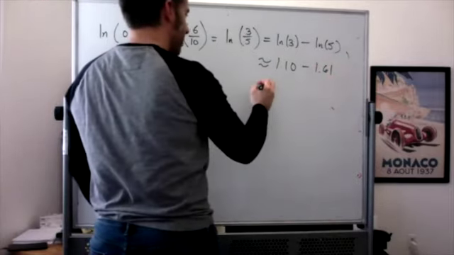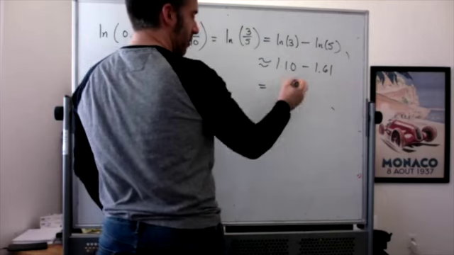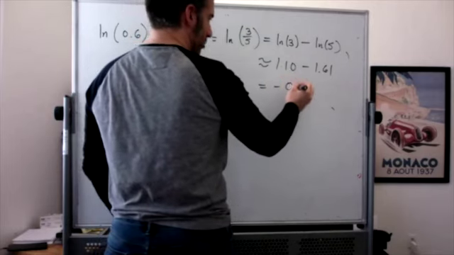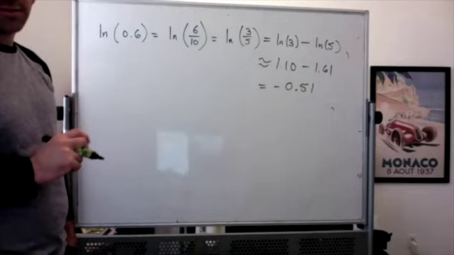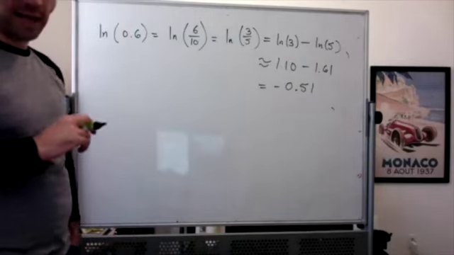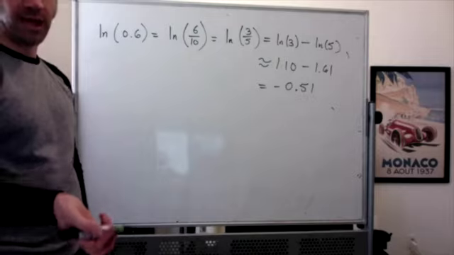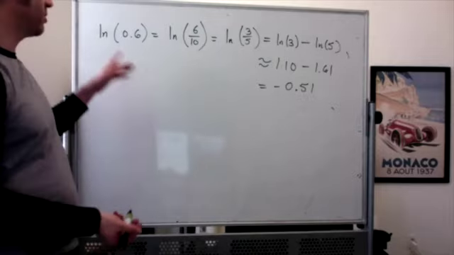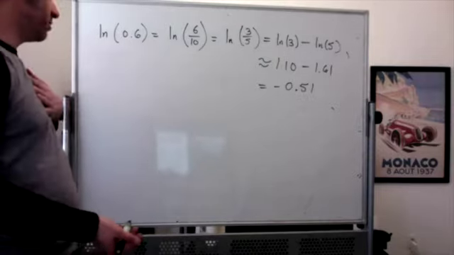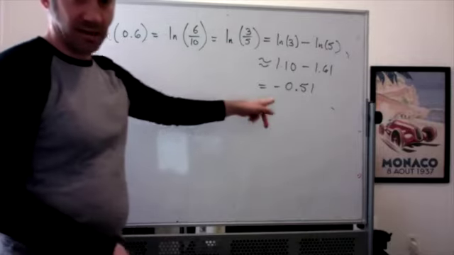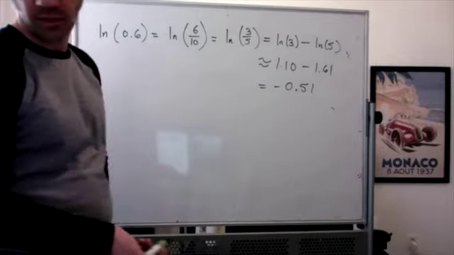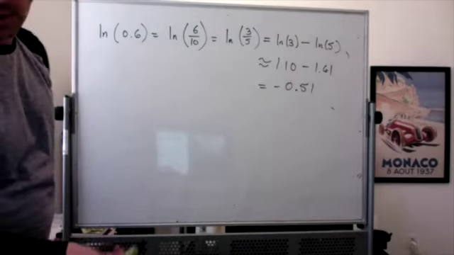So this is going to end up being a negative number. It's about negative 0.51. And a natural log or any logarithm can equal a negative number. You can't take a logarithm of a negative, but if you take a logarithm of a number that's less than 1, it will end up equaling a negative number. Let's look at a couple more examples.